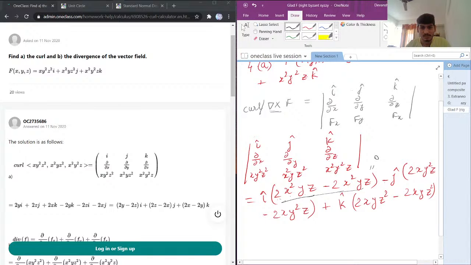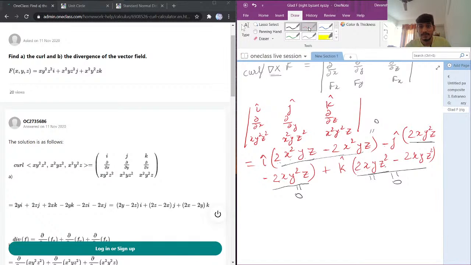For j, we wrote xy square z square, x square y z square, x square y square z, and for j we take del, so we'll get 2xy square z, 2xy square z, and subtract. So again, this term will go to 0. And here we have 2xy square z, and here also we have 2xy square z. And for k, we have 2xy z square and 2xy z square. So again, this whole term equals 0.